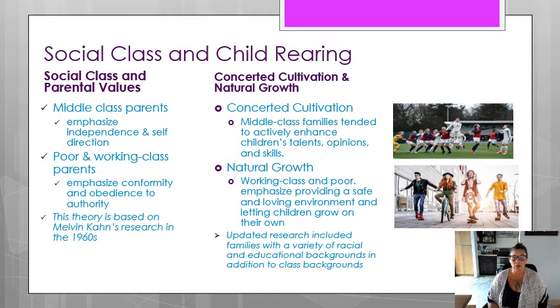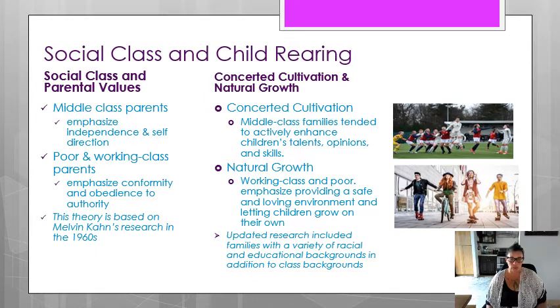So what this is called, I'm going to start in the middle, is concerted cultivation and natural growth. Middle class parents are more likely to raise their children in what we would call concerted cultivation. So they are trying to actively enhance children's talents, opinions, and skills. Whereas poor and working class parents are more likely to do what we call natural growth, which is, I'm going to provide a safe and loving environment, letting children grow on their own, right? So that's kind of the idea. Those are basically the modern terms we have.